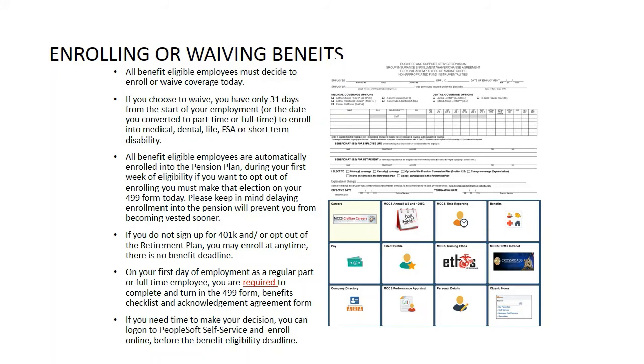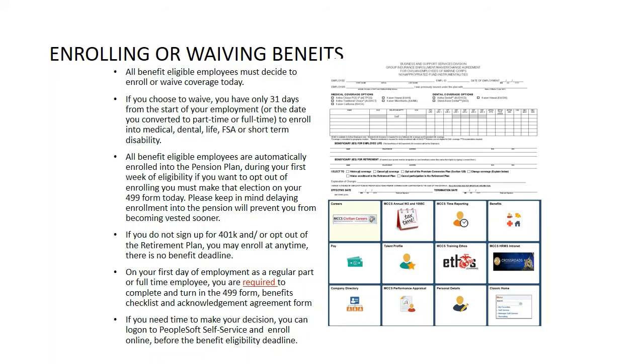All benefit eligible employees are automatically enrolled into the pension plan. During your first week of eligibility, if you want to opt out of enrolling into the pension, you must make that election on your 499 form today. Please keep in mind that delaying enrollment to the pension will prevent you from becoming vested at a sooner date.